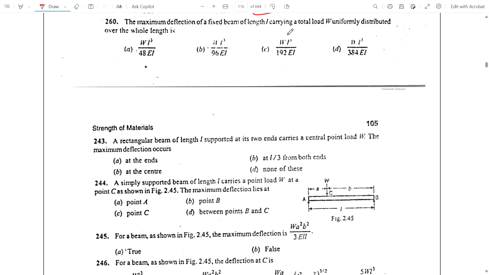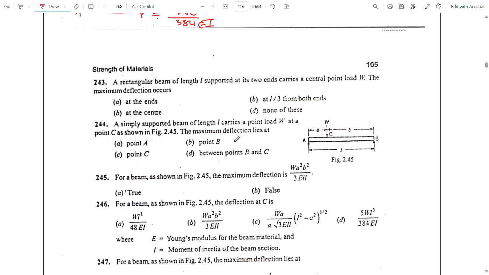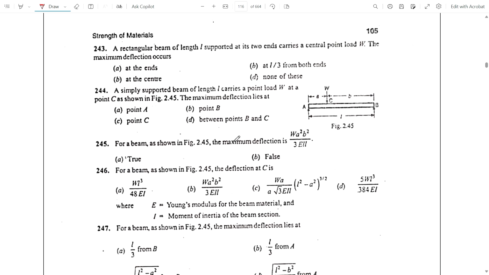Then question number 260. The maximum deflection of a fixed beam of length L carrying a total load W uniformly distributed over the whole length is how much? It says UDL on a fixed beam. As we know, without the point load it was WL to the power 4 by 384EI. Option D is the correct answer.